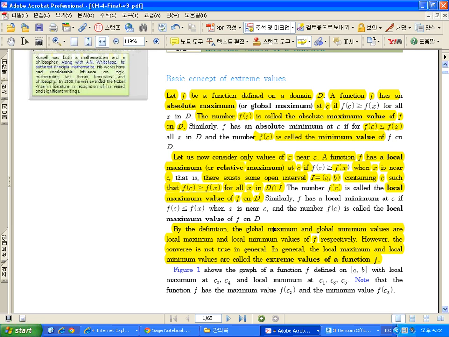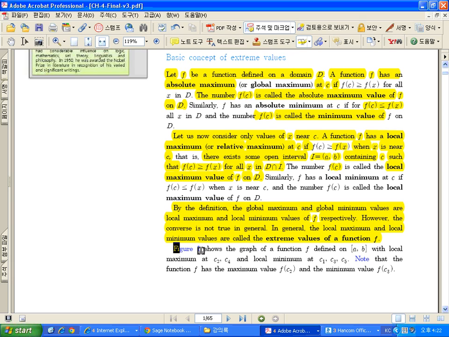Okay. By the definition, the global maximum and global minimum values are local maximum and local minimum values of f respectively. However, the converse is not true in general. In general, the local maximum and local minimum values are called the extreme values of a function. The local maximum and local minimum are called the extreme values, not the global maximum and global minimum.